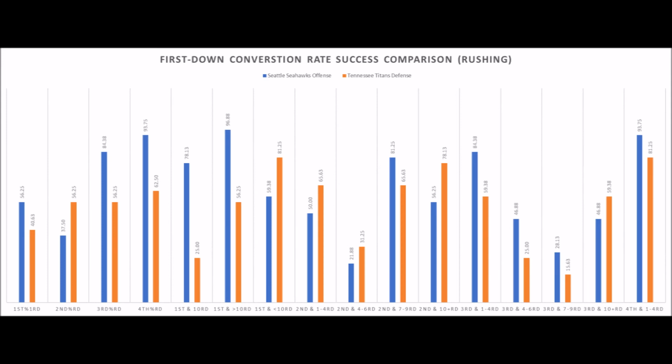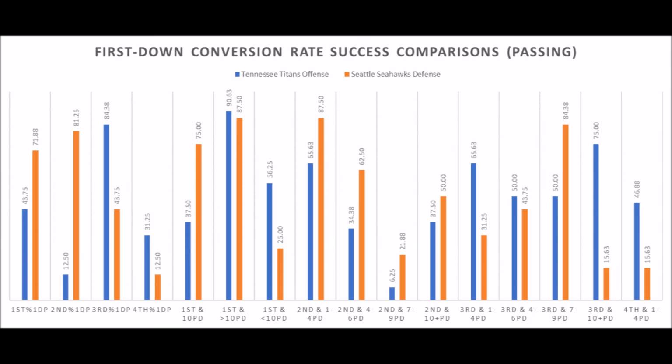Not the most important thing ever, but definitely more important than rushing data, and that's passing conversion rate data. When you look at the Titans passing offense versus the Seahawks passing defense, when it comes to their first down conversion rate, the Seahawks are better when it comes to first downs. They're better when it comes to second downs, and the Titans are better when it comes to third downs. But this is just not something that's sustainable.